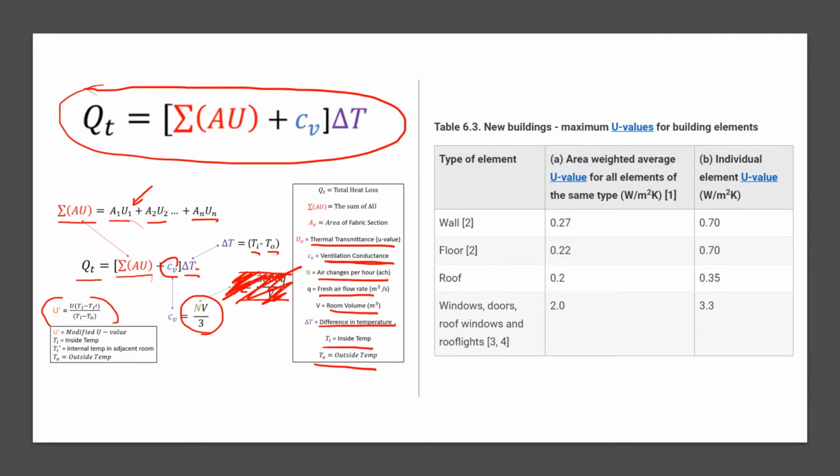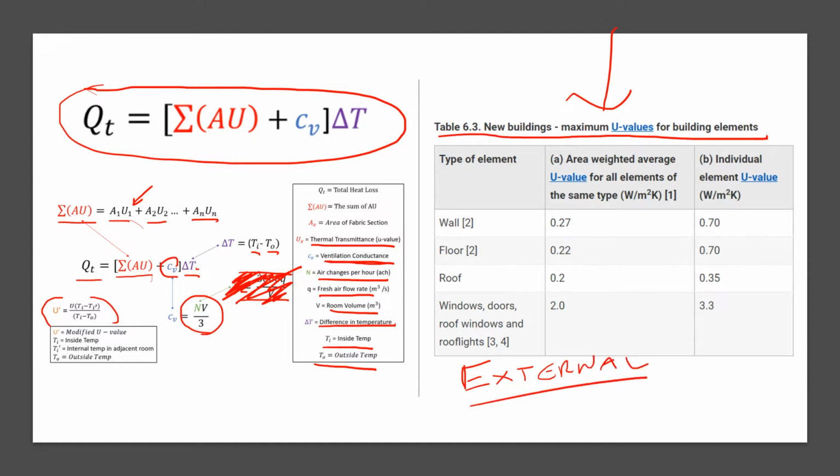Excellent. Now on the right hand side, we have Table 6.3, new buildings maximum U values for building elements. This is taken from the Scottish Building Regulations. And basically what it does is it gives us maximum allowable U values for different fabrics in a building. We import and note these all pertain to external fabrics.